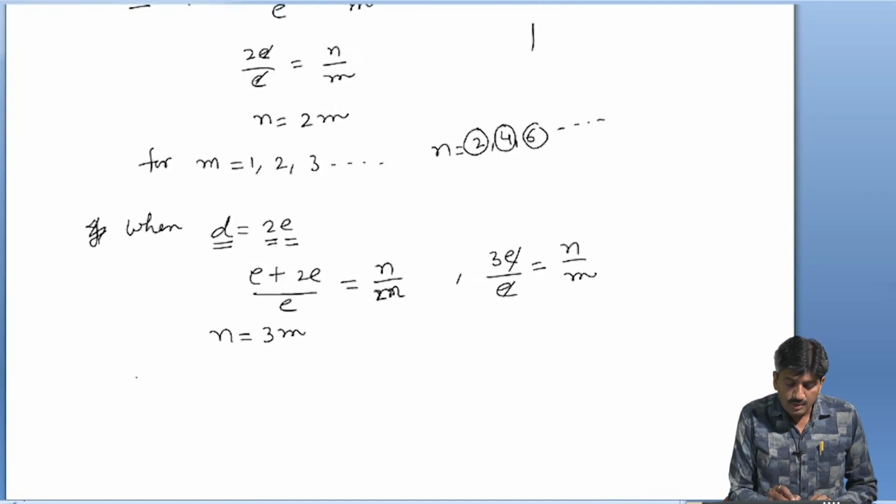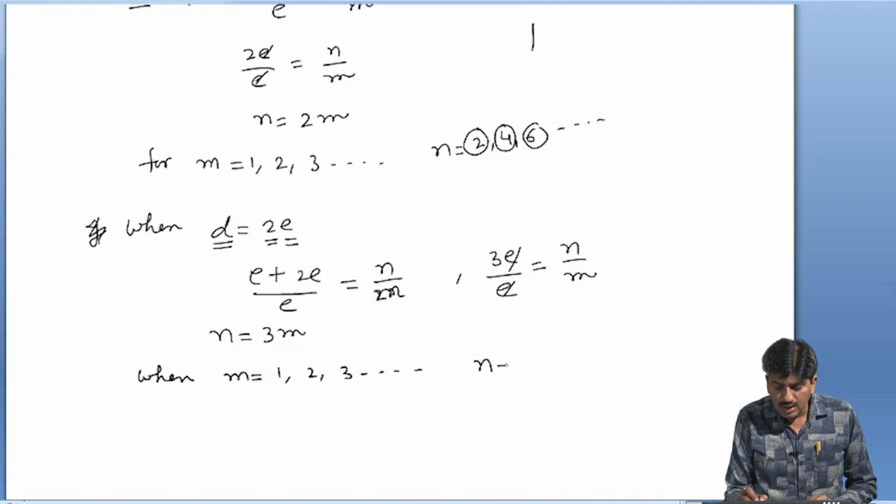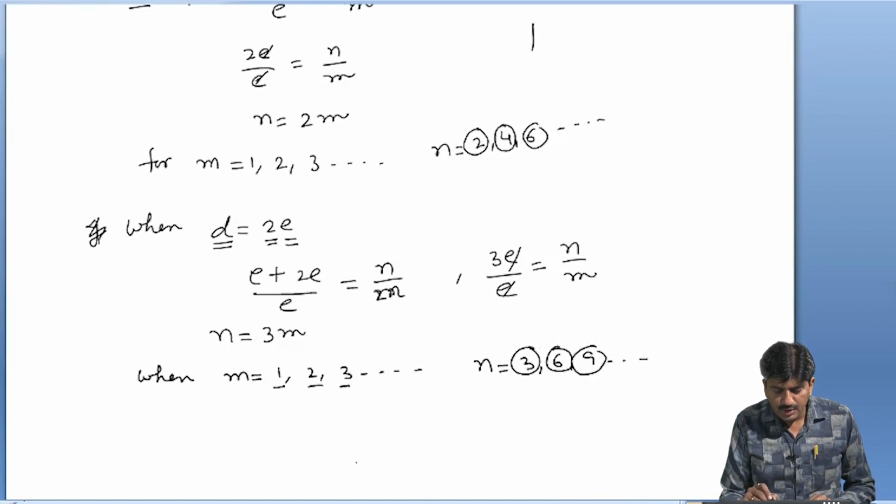It means when m is first, second, third and so on, n becomes 3, 6, 9, or we can say for first, second, third order of m, third, sixth, ninth order spectra will be absent. This is the absent spectra.